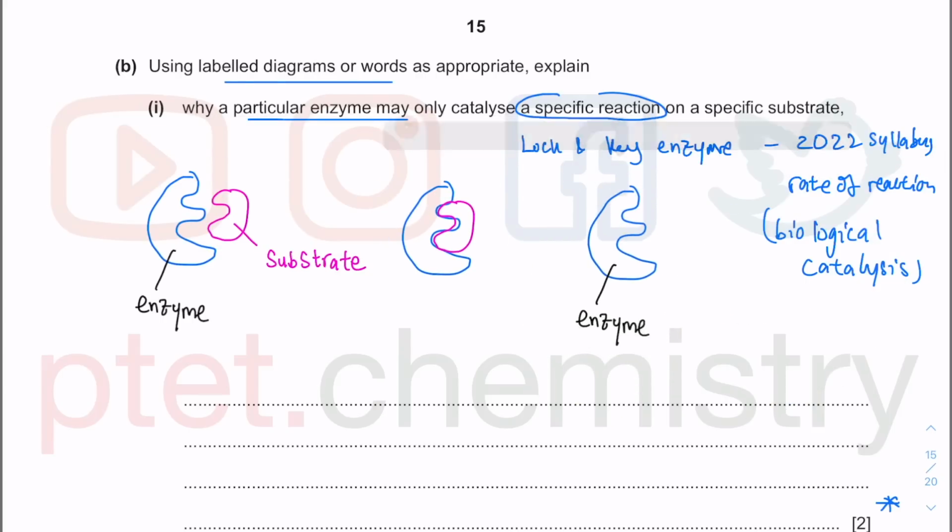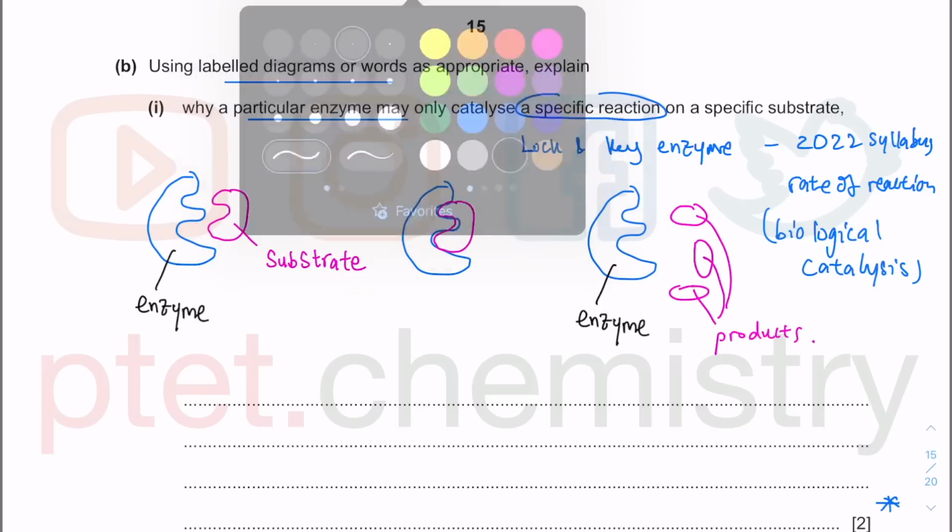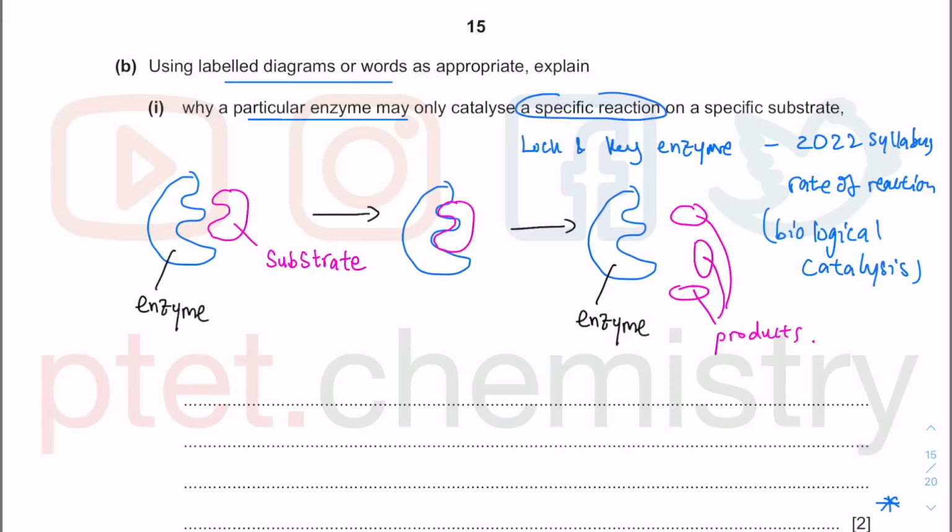Then I'll get back my enzyme and form a different product or something like that, so there will be products. We're just drawing simple diagrams to show the idea, with arrows representing that going to that. This is your enzyme substrate complex.